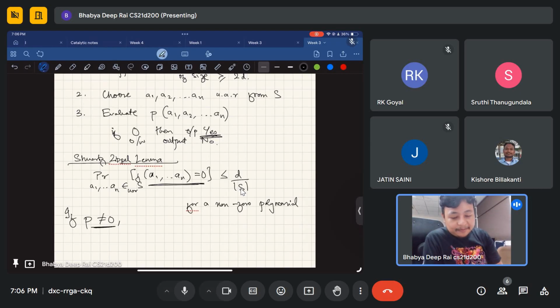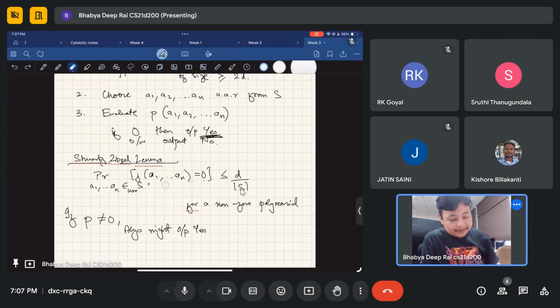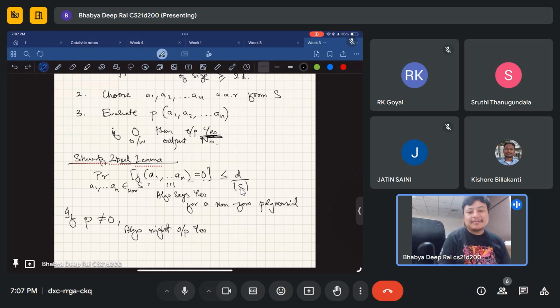So if p is not equal to 0, and we chose a bad a1 to an, so bad that the evaluation is equal to 0, then the algorithm will output a yes instead of no. But it does not always do that; it is not highly probable. In fact, it is bounded by d by s. In other words, the probability that the algorithm says yes for a non-zero polynomial, that is, it makes an error, is bounded by d by s.